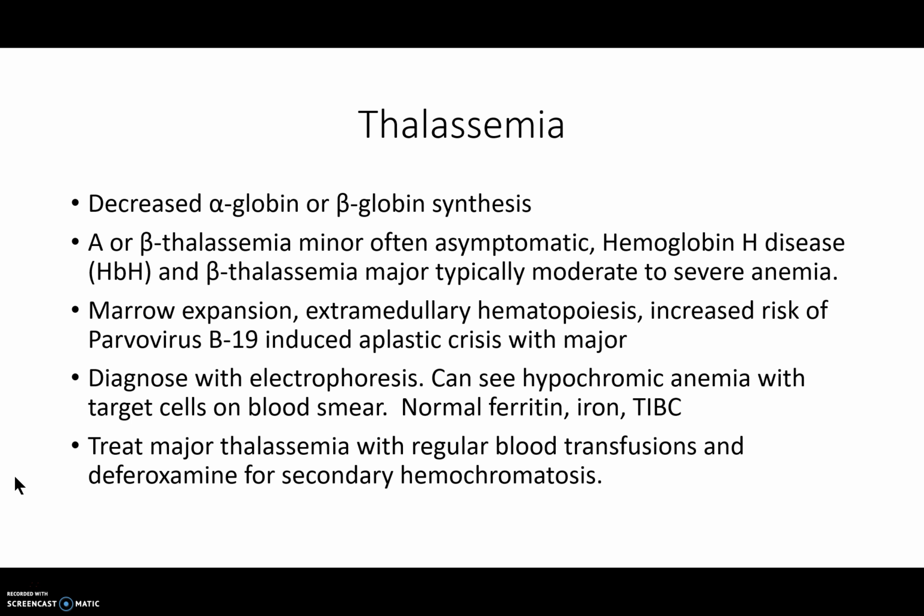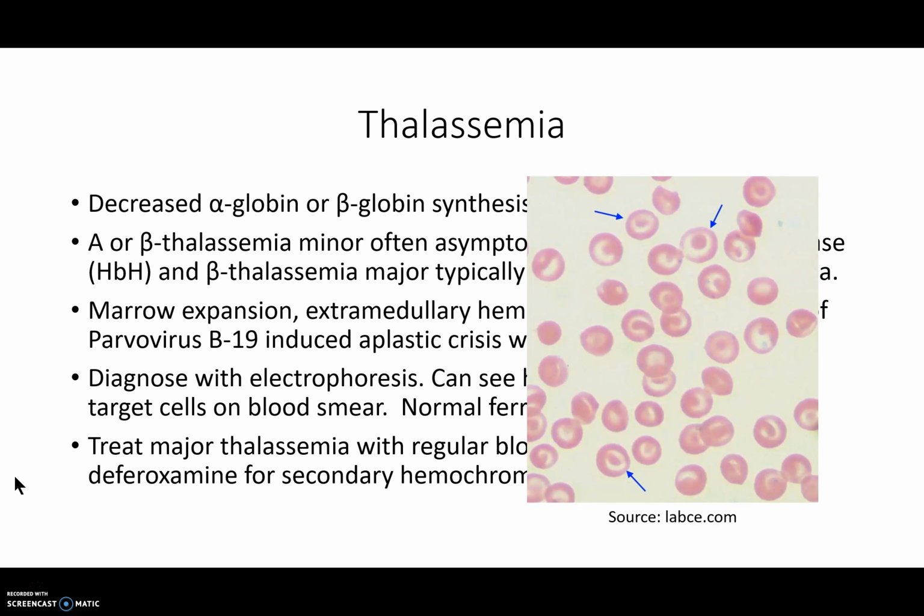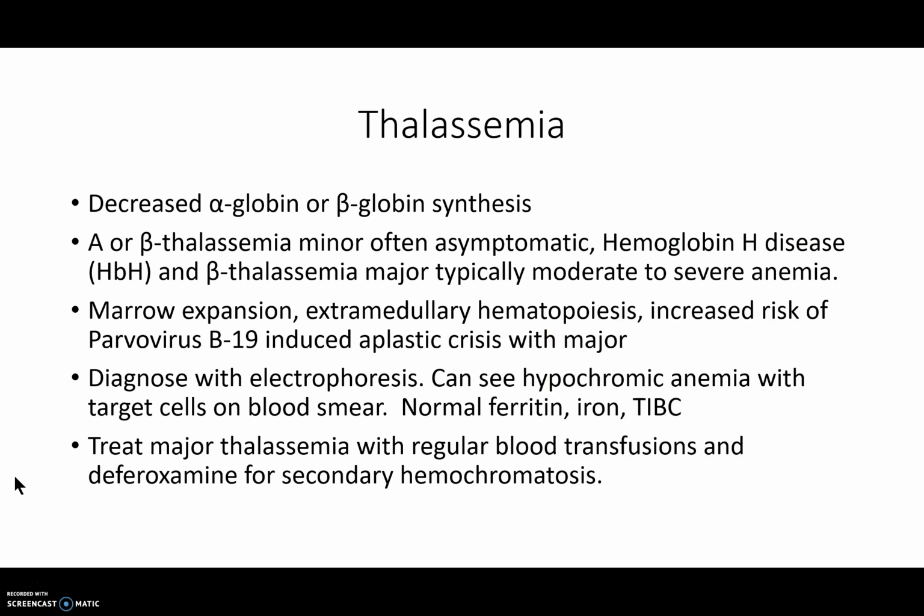Best way to diagnose is with electrophoresis. You can see on a blood smear target cells, and those look like this here. That's a big buzzword for this. And you're going to see normal ferritin, iron, and TIBC. And you'll treat this with blood transfusions.